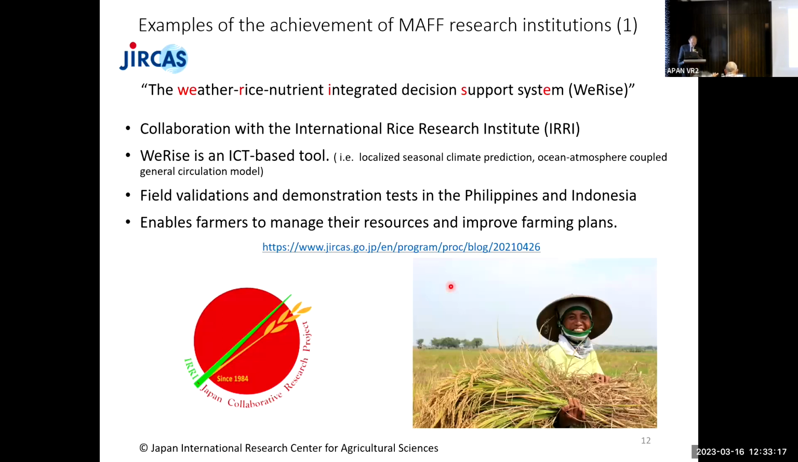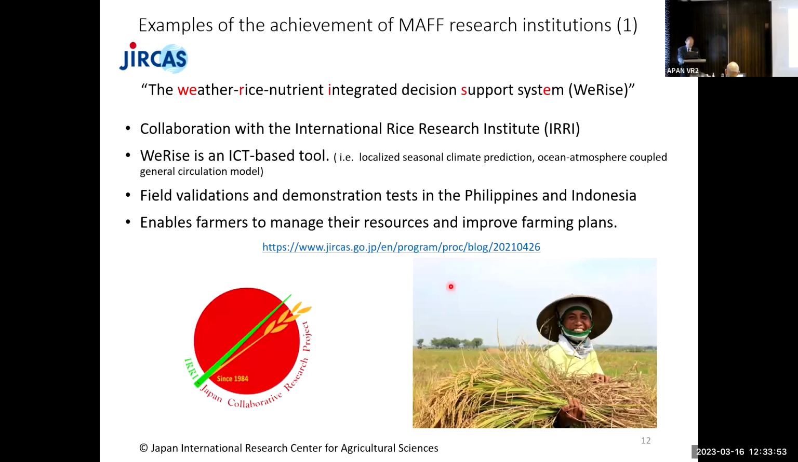Now, I would like to introduce briefly some examples of the research activities using advanced AI technology conducted by Japanese researchers. At first, JIRCAS conducted a research named WeRise in collaboration with ERI. This project was conducted based on ICT technology using seasonal climate prediction model and real-time weather data coupled with a crop growth model.